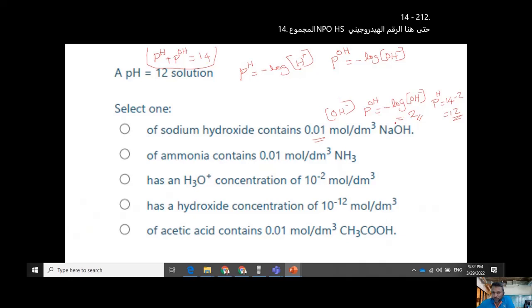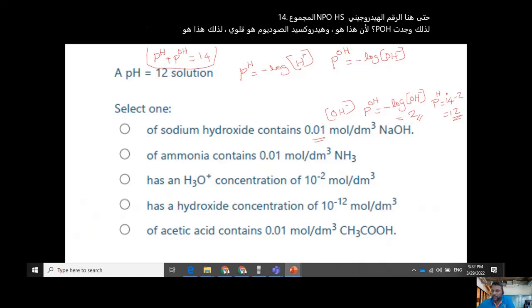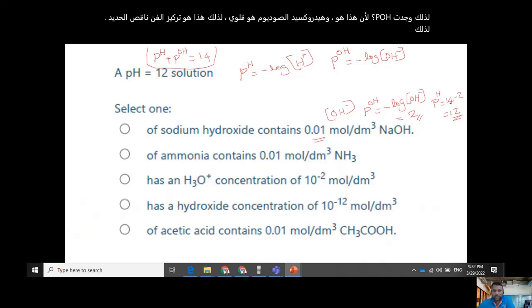So you found pOH because this is sodium hydroxide, it's an alkali. So this is the concentration of OH minus ion. So you first find pOH, then you subtract it from 14 because together it is 14. So 14 minus 2, that is 12. So the answer here is the first one.